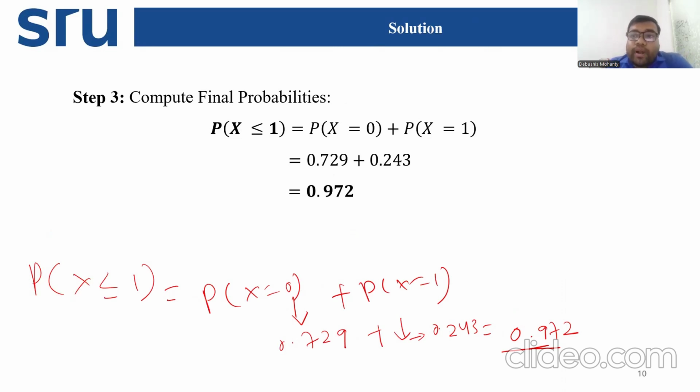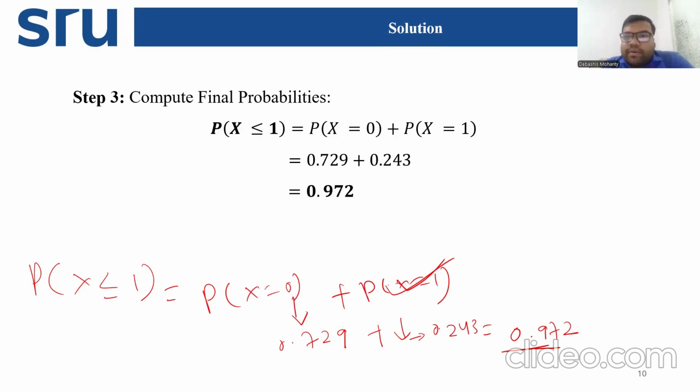Actually, at most one means the maximum is one. So in the at most one case, we are considering the probability of x less than or equal to 1. Okay, so x less than or equal to 1 means we start with the probability of x equals 0, then we find the probability of x equals 1. Okay, so this is all about this problem. So this problem is completed.